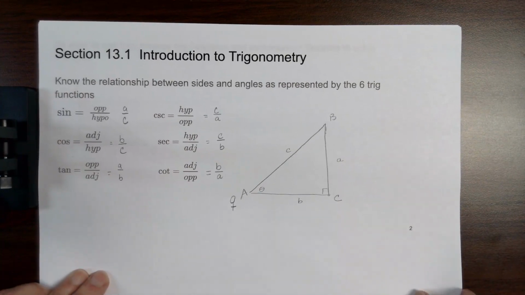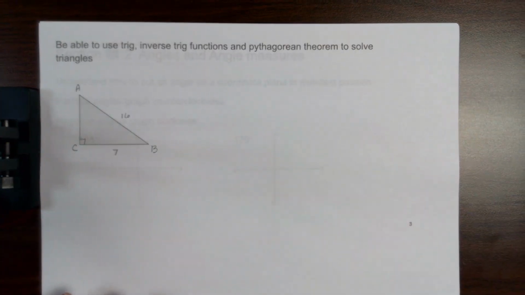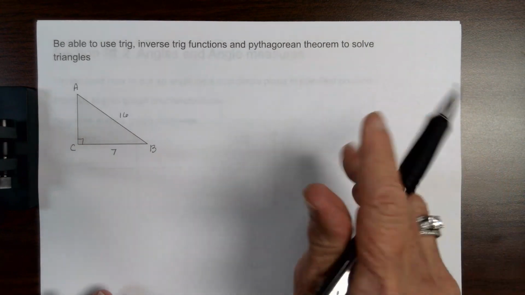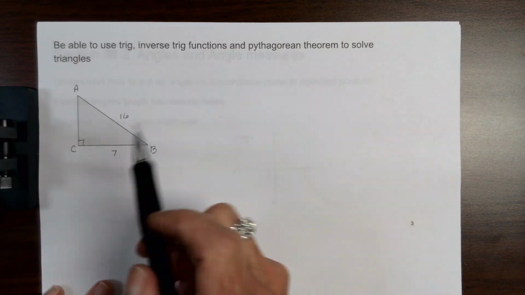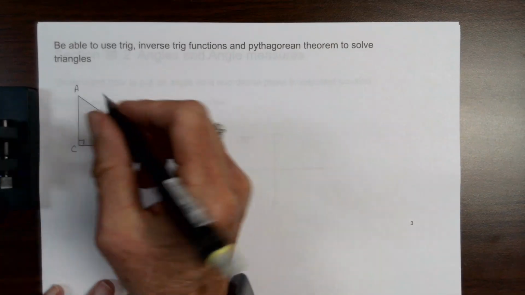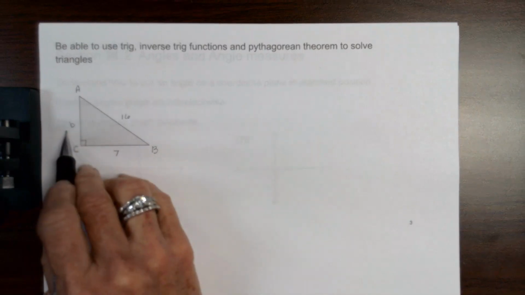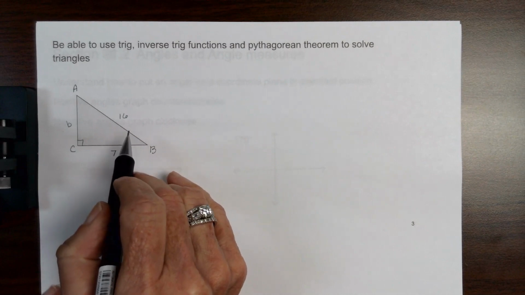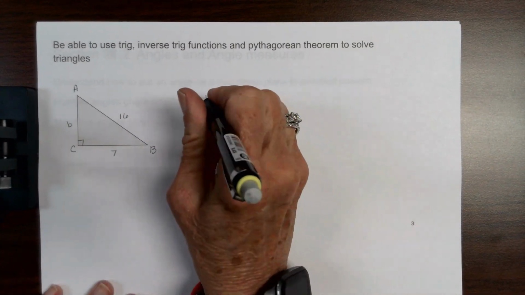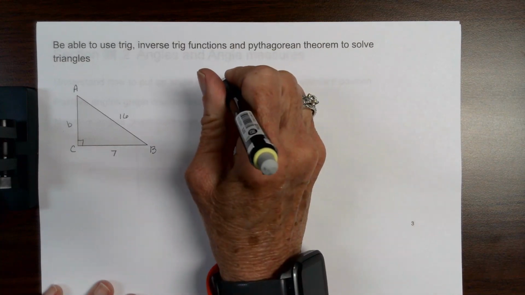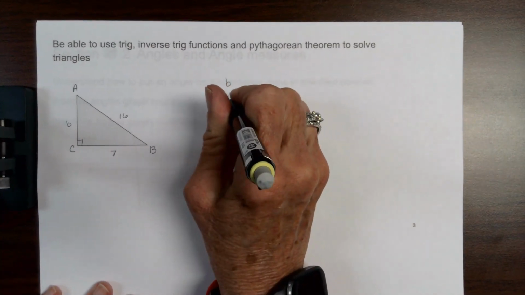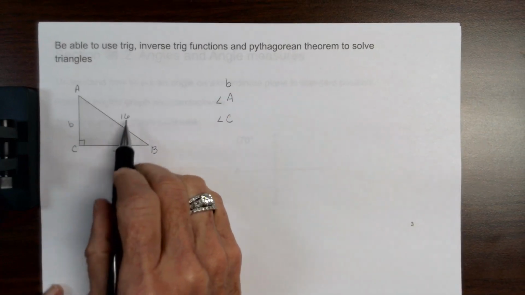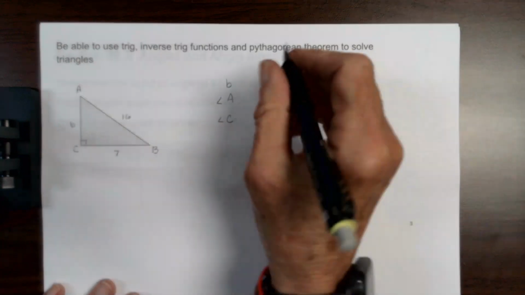acute angles. You're going to use this information to be able to solve a triangle. You might use the trig functions, you might use Pythagorean theorem. This particular one, you have 2 sides. Remember that the leg squared plus the leg squared is going to equal the hypotenuse squared. The hypotenuse is always the side across from the right angle. So what we're looking for here is we're looking for little b, we're looking for angle A, and we're looking for angle C. So the easiest way to solve for little b would be Pythagorean theorem.